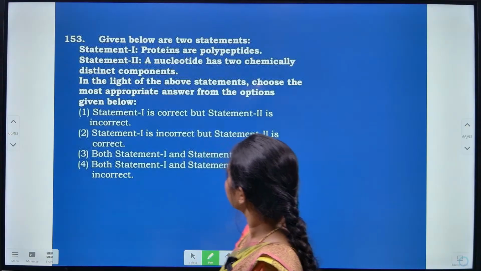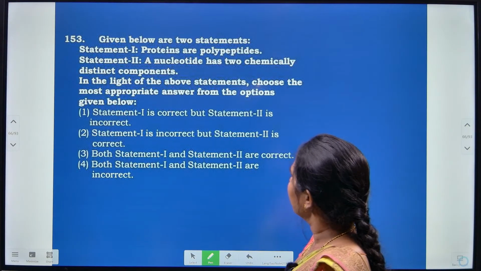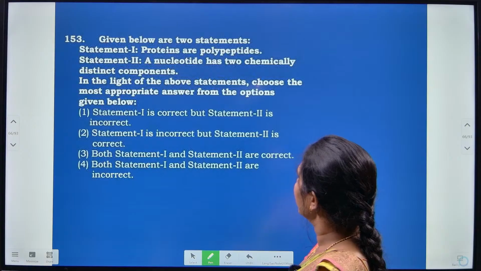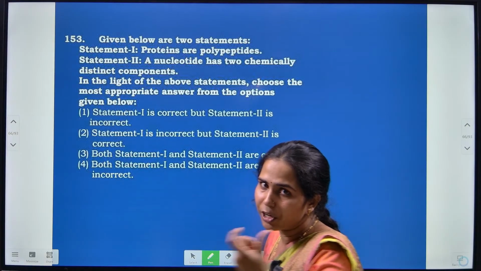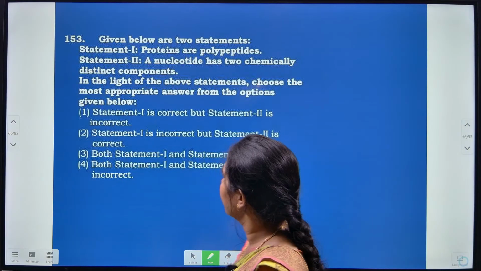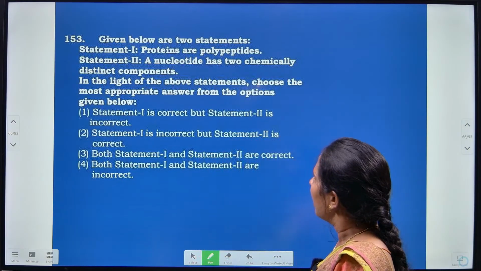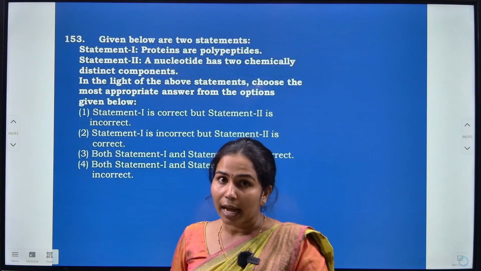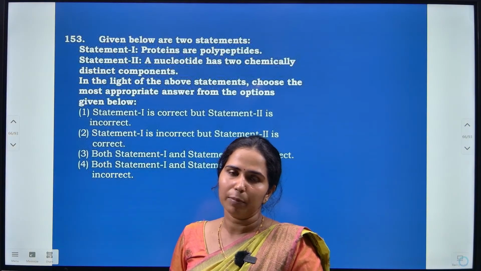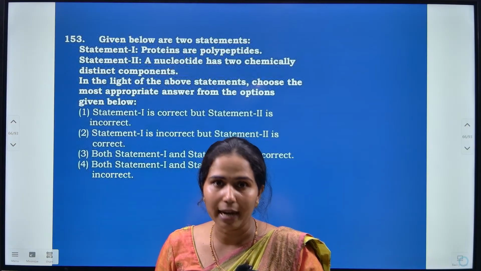Next question. Yes. Given below are 2 statements here. Proteins are polypeptides. Yes, proteins are made up of amino acids, and amino acids are linked with a peptide bond here, right? That statement is right. A nucleotide has 2 chemically distinct components. No, a nucleoside is going to have the 2 chemical components, but not the nucleotide.